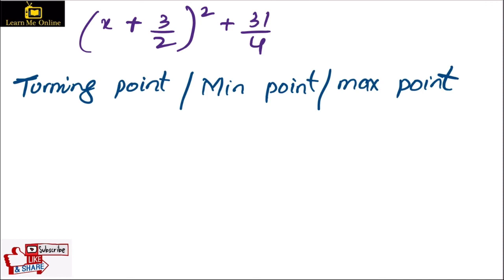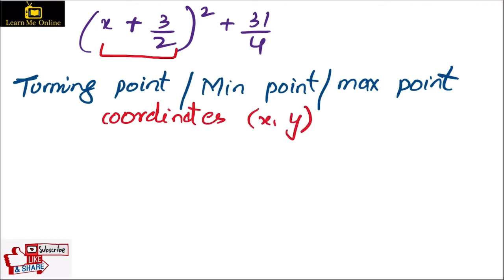So the method is the same. First of all, you're going to start by taking from here. You see what x value will make the whole thing equal to 0. So we're going to write this down in the form of, because we are finding out the coordinates. Coordinates means you're finding out the x value as well as the y value. So coordinates are always written in the form of x and y.